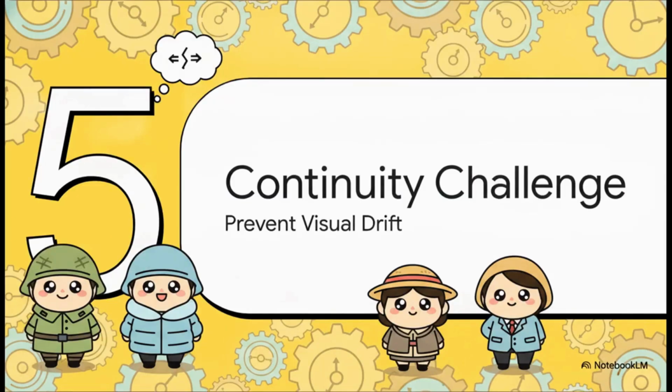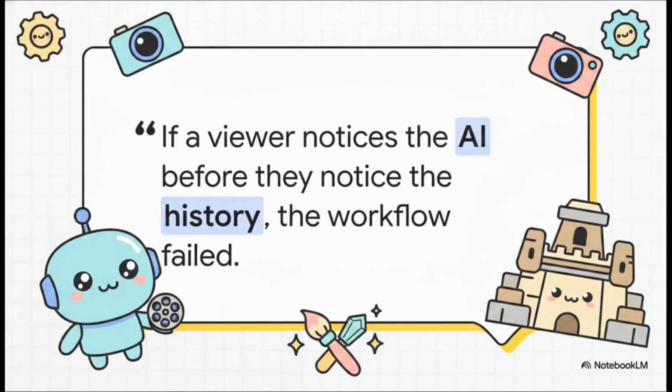On to Section 5, the historical continuity challenge. Let's talk about preventing visual drift. The absolute biggest pitfall with generating historical scenes is what we call era leakage. You know, when a World War I trench coat suddenly morphs into a modern winter jacket, or a 19th century peasant suddenly has perfect modern-day posture.